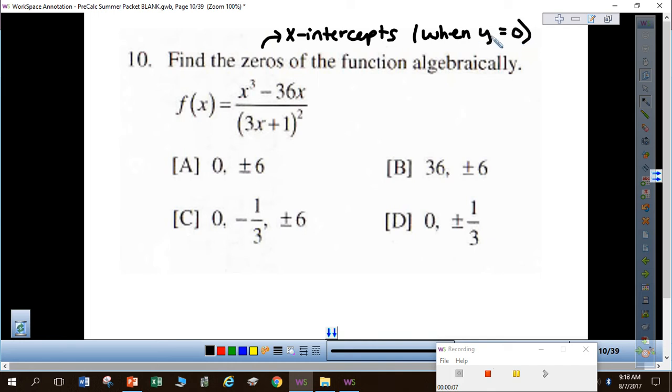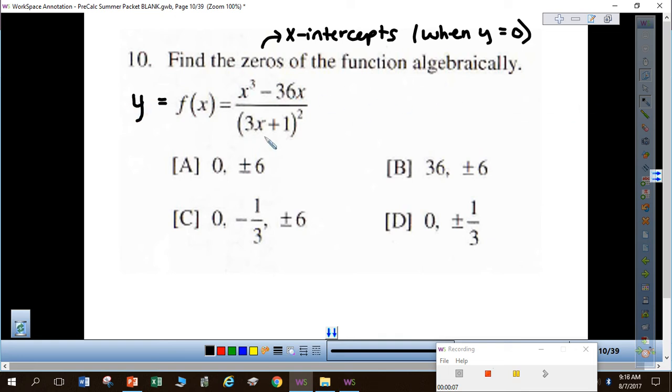Another name for y that we use when we're talking about functions is f of x. f of x is sort of another name for y. So I could write this out in front. And so we're trying to figure out what x values would make y equal to 0. Therefore, they would be an x-intercept.